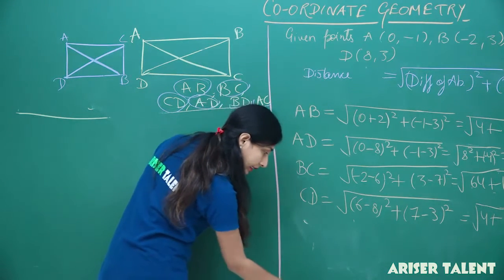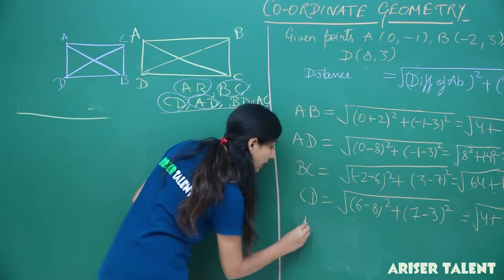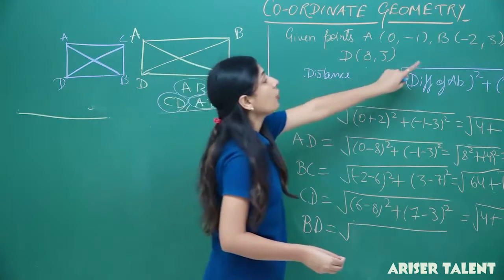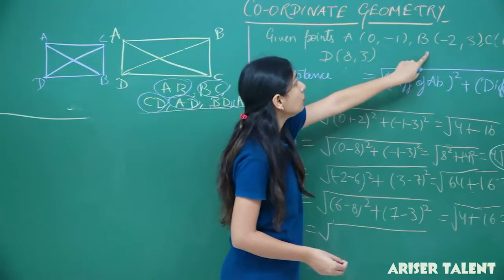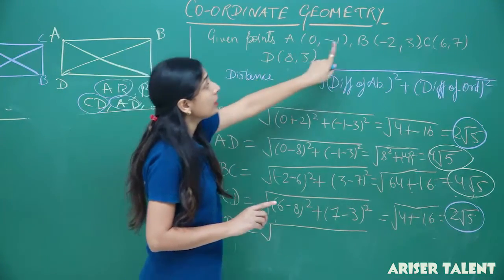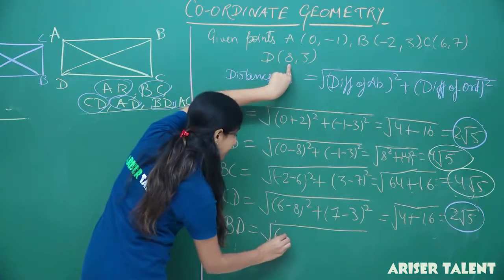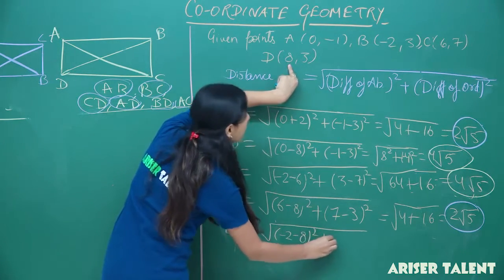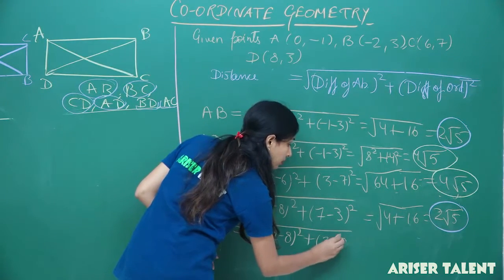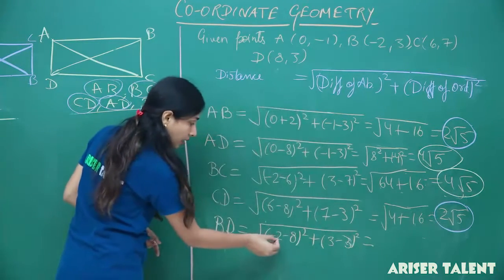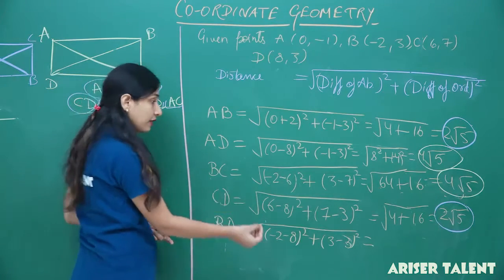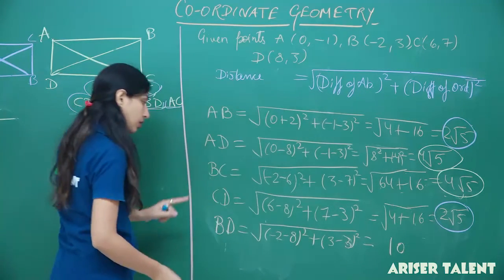Okay, where's that color chalk? Okay, so BD. If I talk about BD, now B is here and D is here. So minus 2 minus of minus 8, that is minus 2 minus 8 squared, plus 3 minus 3, which is 0. So that will be the square root of 10 squared, that is 10. Okay, so it is 10.